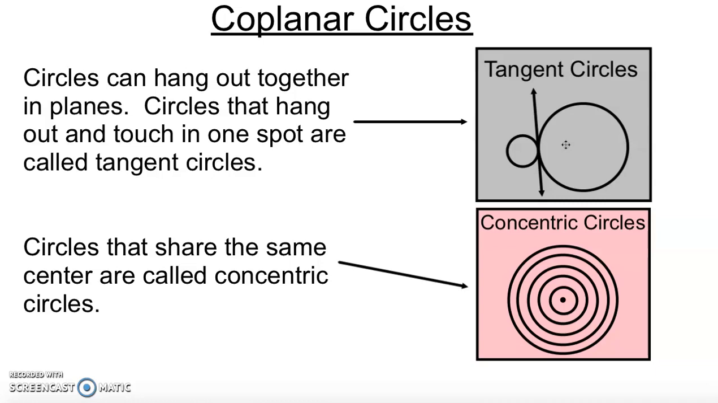they're called tangent circles. If I have circles that share the same center but different radii or different diameters, they're called concentric circles. So this kind of looks like concentric circles. So all these circles share the same center and they're in the same plane, but they're not touching each other and they don't have the same radius. So those are called concentric circles.